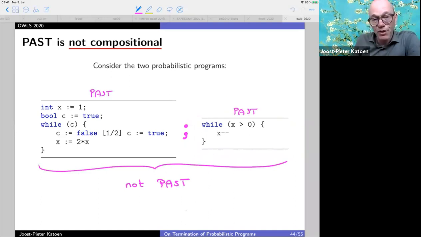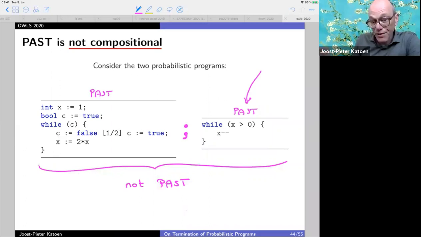And if we compose them in sequence, we get a program which is no longer positive almost surely terminating. And why is this? Well, what you see is that in this program, of course, the termination time depends on the initial value of x, right?